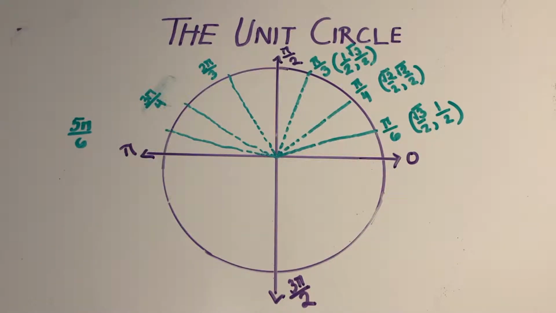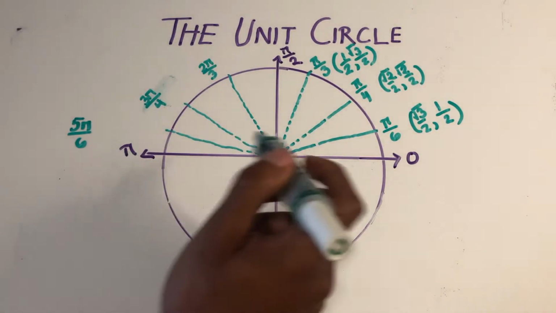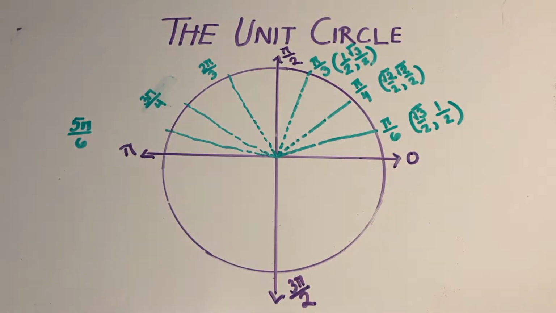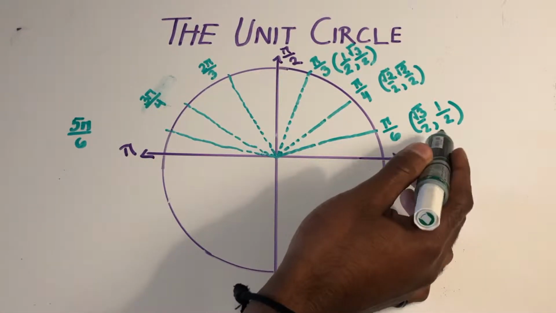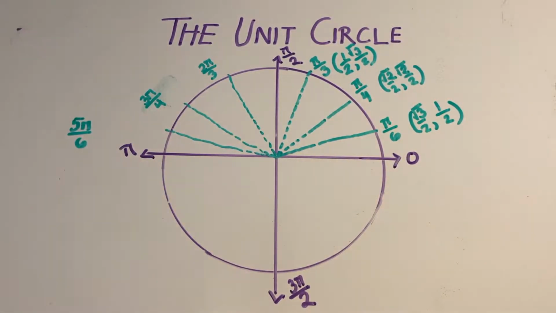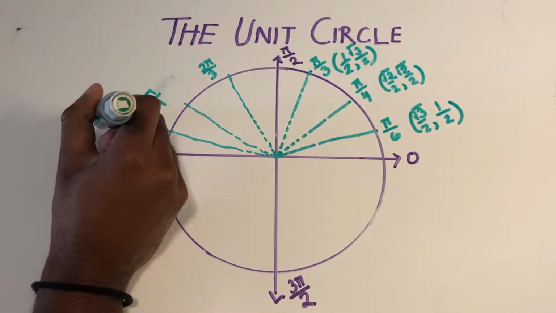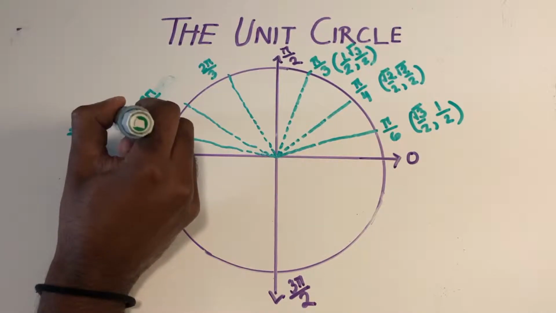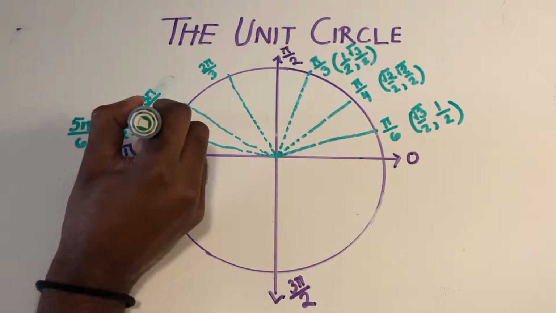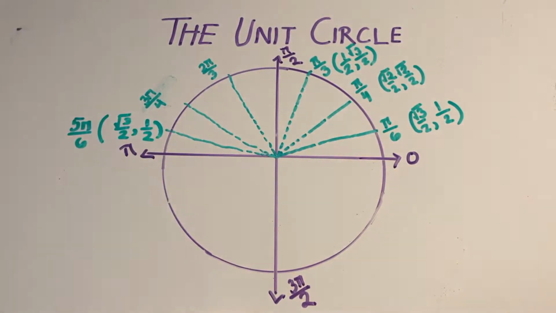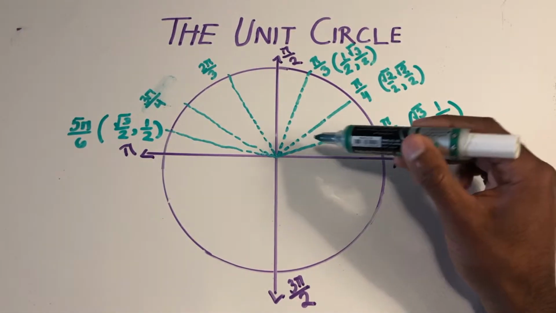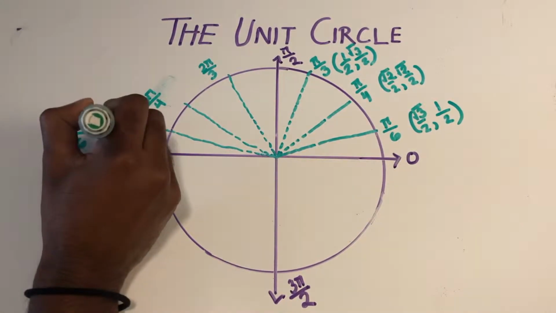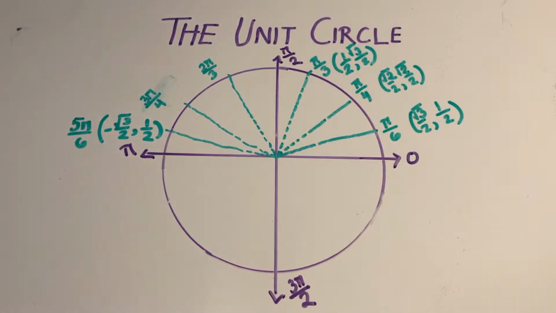For instance, here we have radical 3 over 2 and 1 over 2. So you can go ahead and take this and just write it here. So it'll be radical 3 over 2 and then half. And notice how we're on the left side of the x-axis. However, we're in the positive side of the y-axis. So we're going to put a negative sign right here.